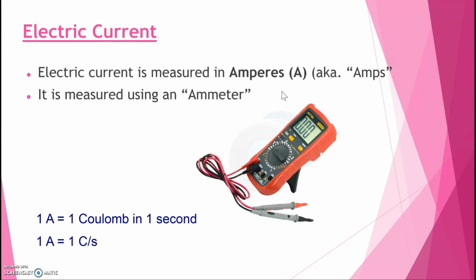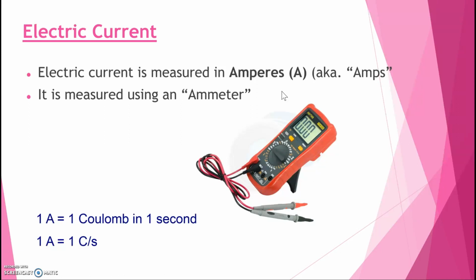Electric current is measured in amperes, also known as amps. Now, if you're a musician, you do know what an amp is. It's like an amplifier. It amplifies the sound of music. So when you measure something in amperes, we are using an ammeter, and it tells us how many amps are in that electrical circuit. So 1 amp is exactly equal to 1 coulomb per second.